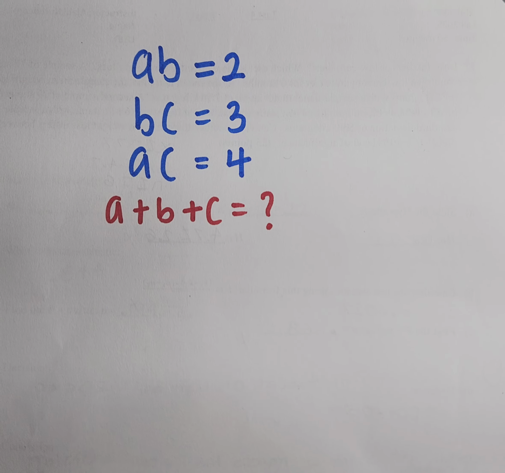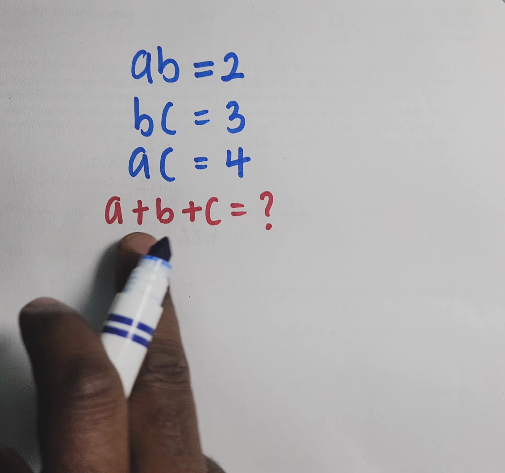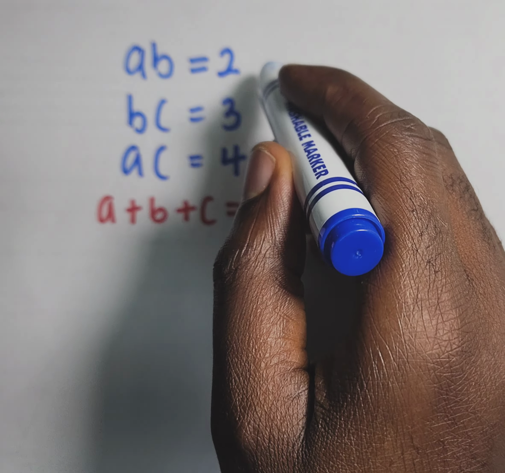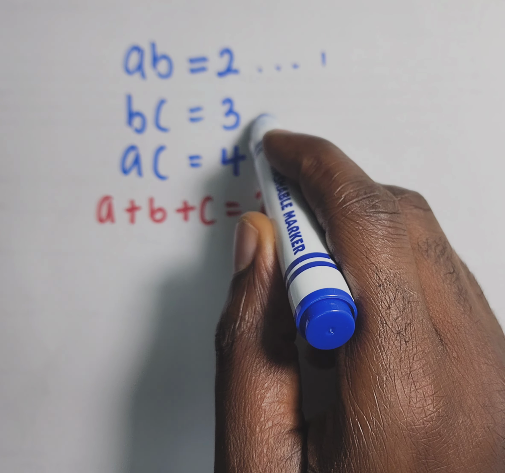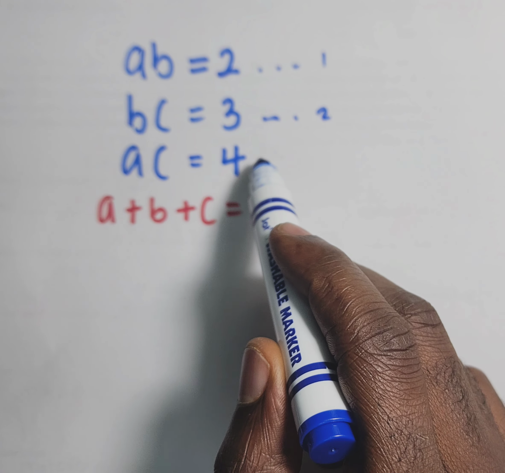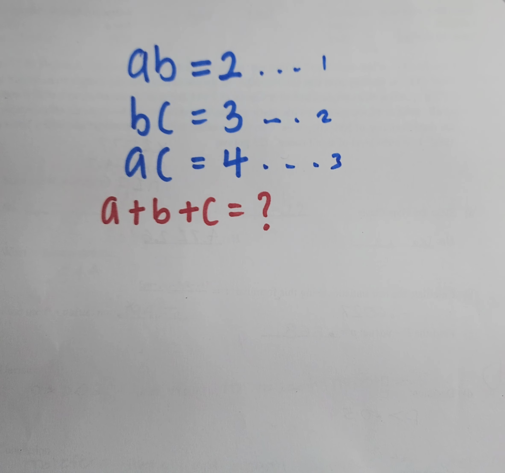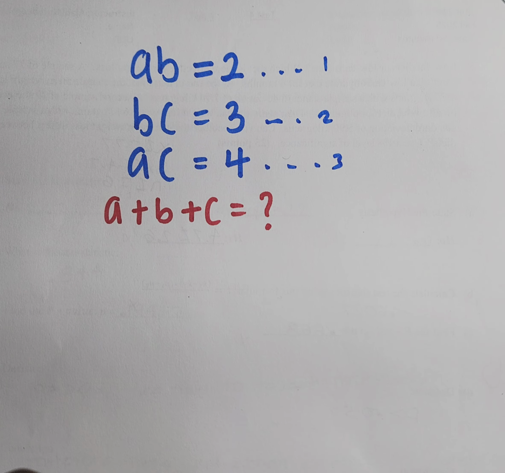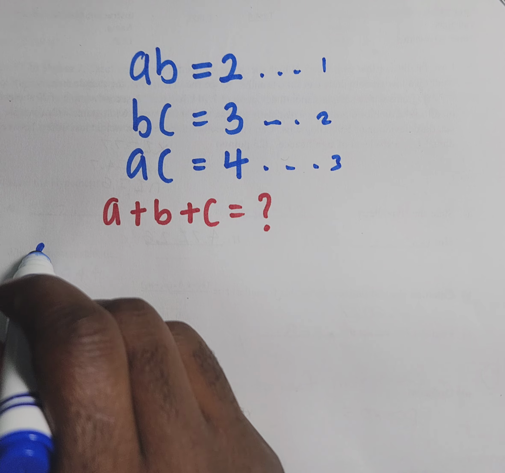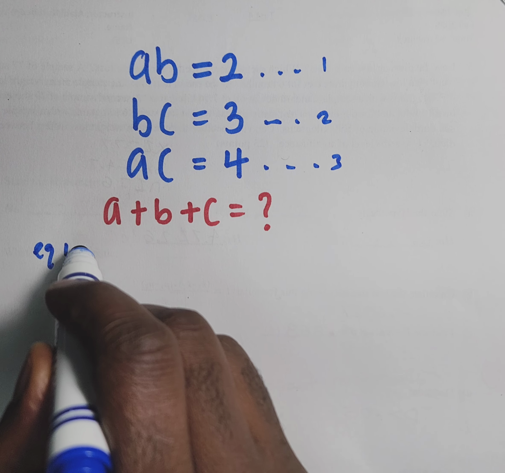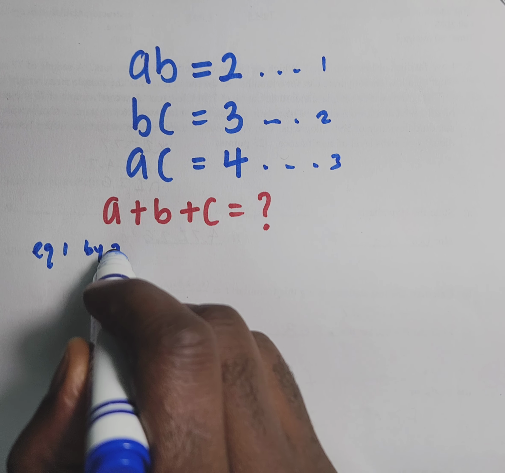In this video, we want to solve for the value of a, b plus c and then get the addition of everything. Here I'm going to make this my equation 1, I'm going to make this my equation 2, and I'm going to make this my equation 3. That is the first step.